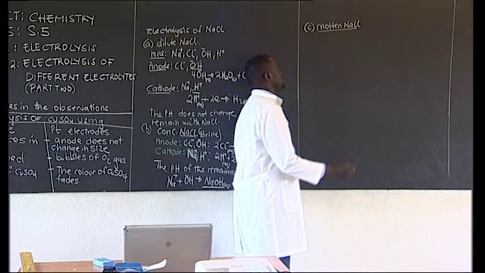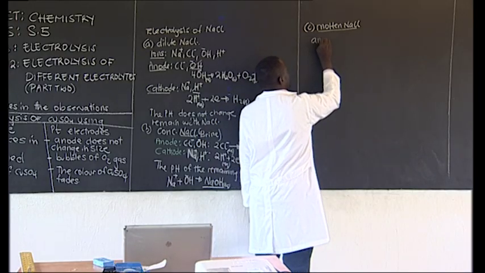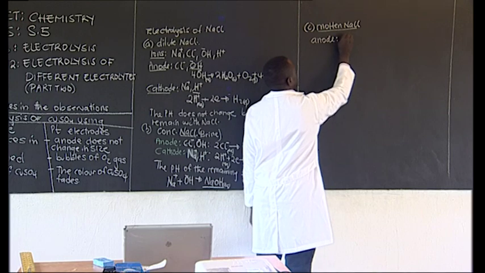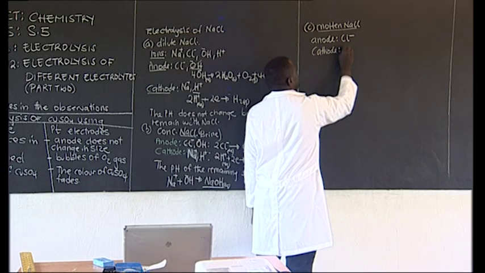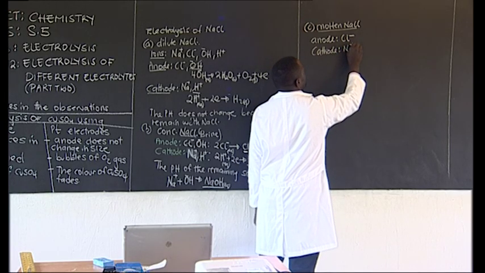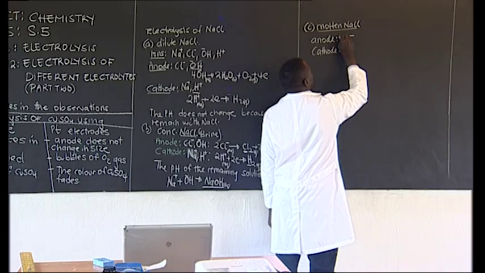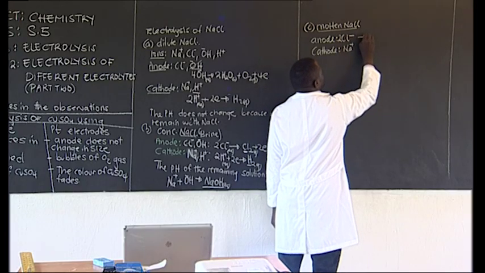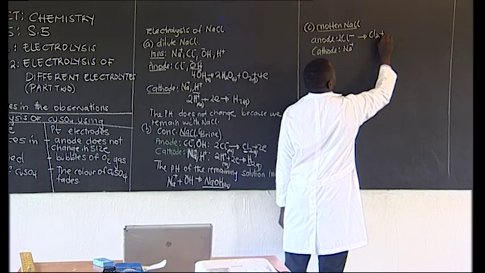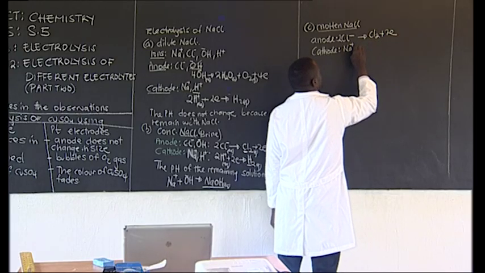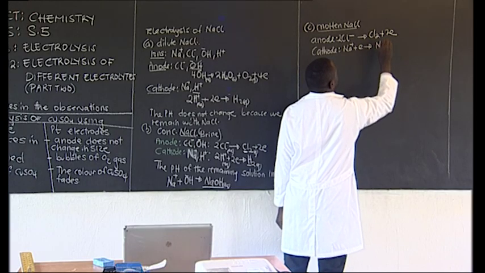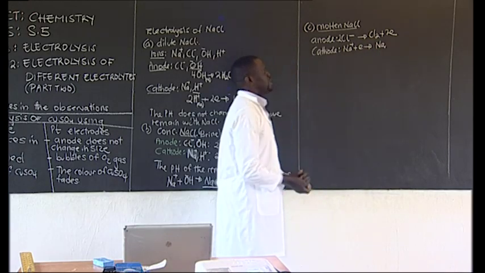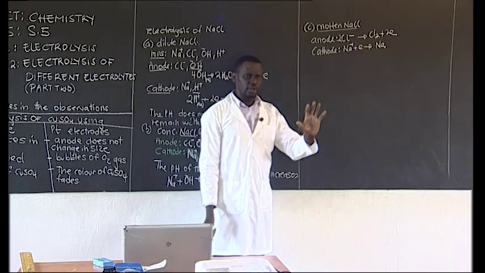So here it means that at the anode we shall have only the chloride ion, and at the cathode we shall have only the sodium. So there is no competition. It means here we are going to produce chlorine gas with oxidation at the anode, and here we are going to have sodium, which is reduction. So here is somehow simple, not very complicated.